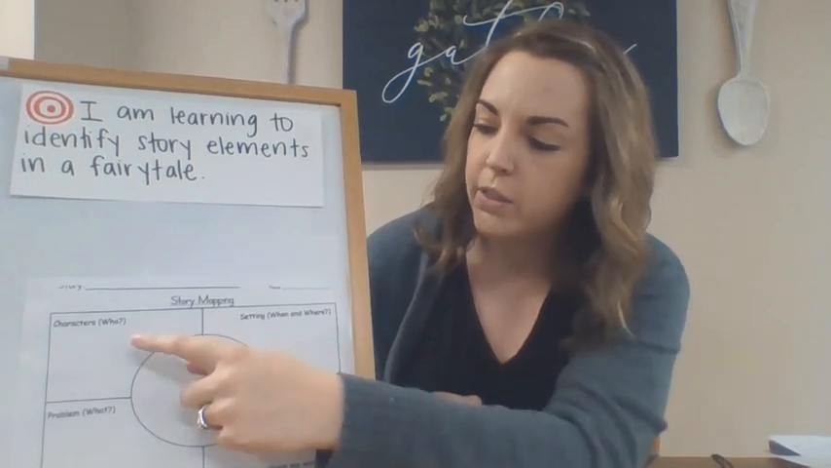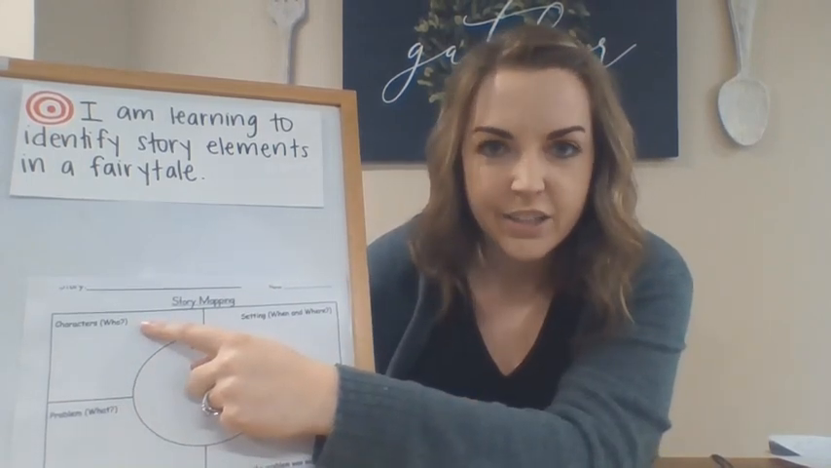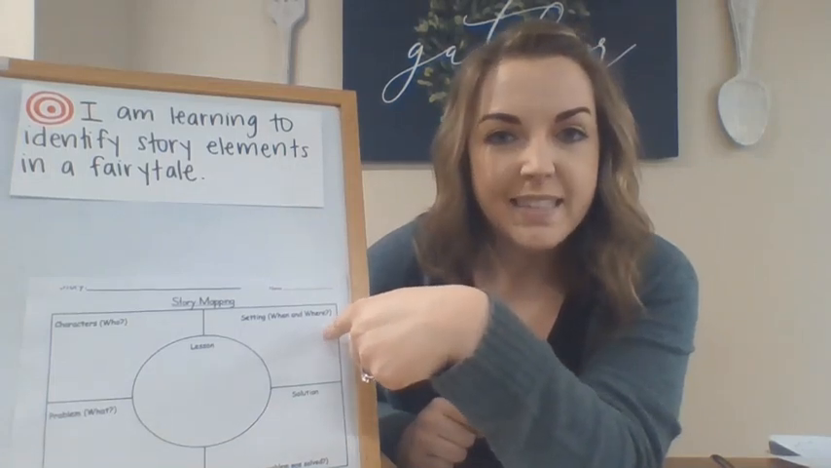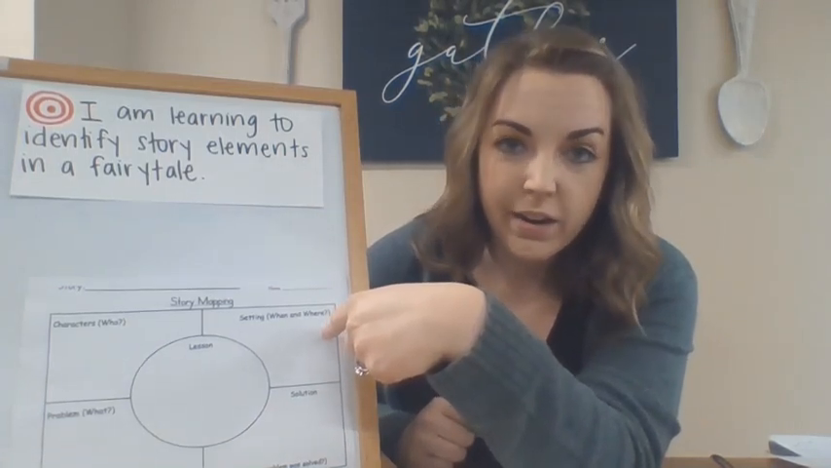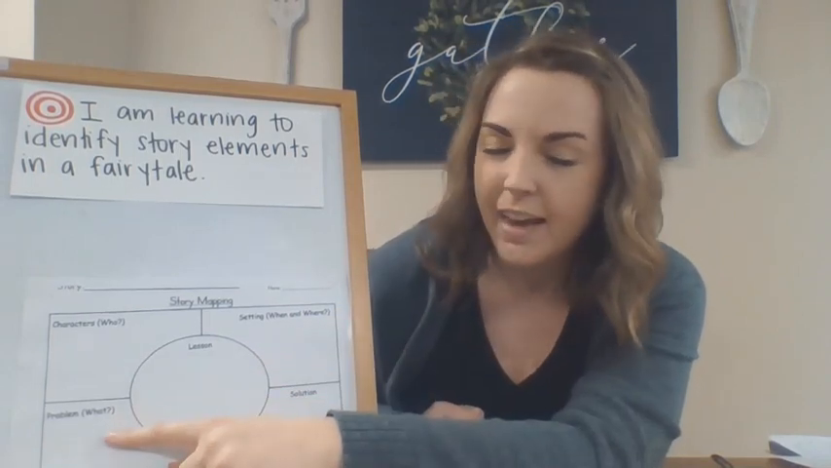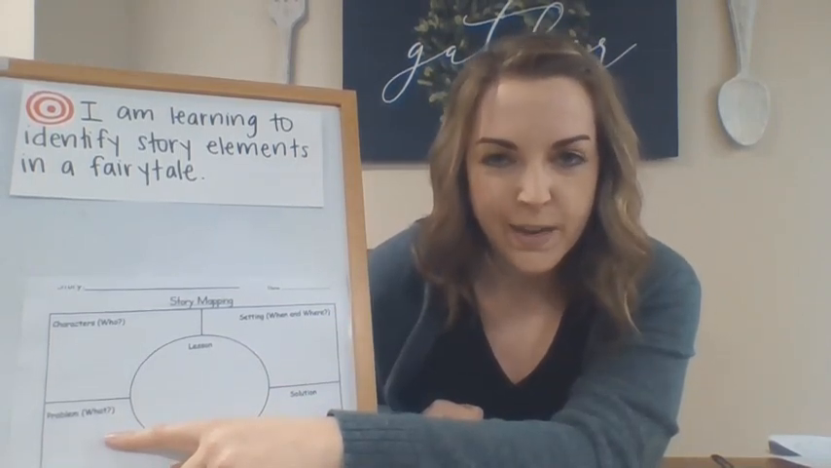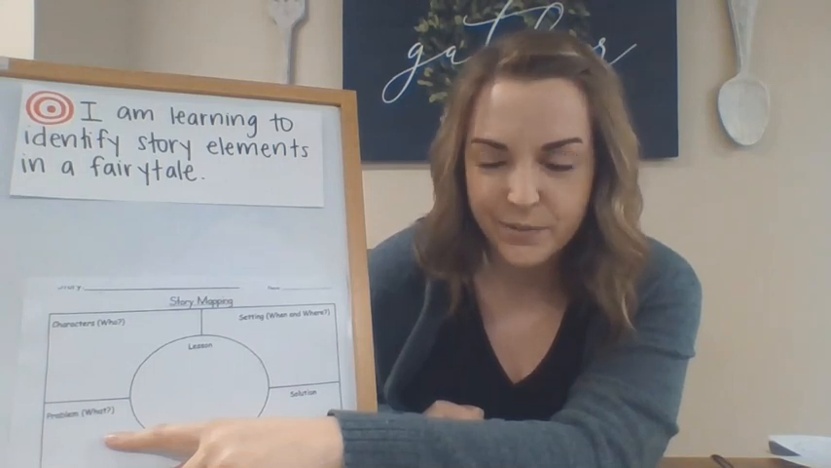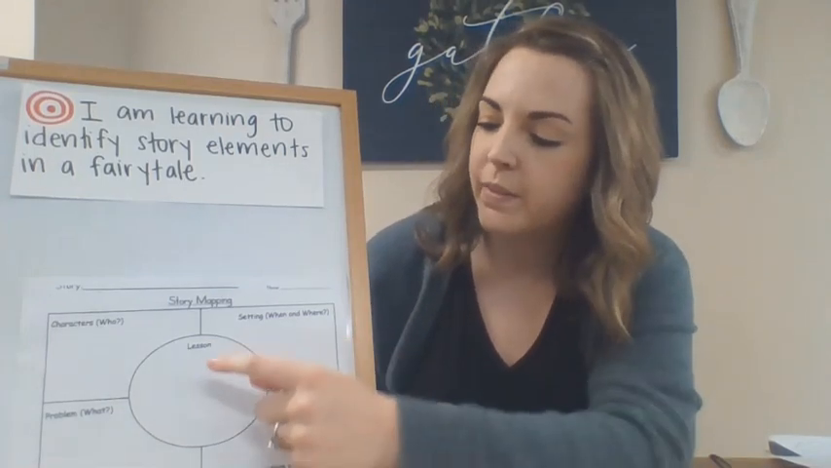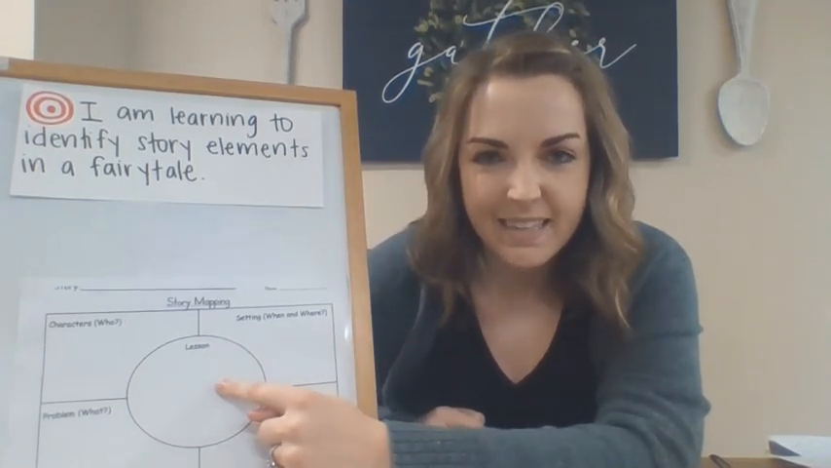So, one of the story elements are characters. Who is in the story? We also have setting. This is where the story happened and when it happened. And then we have the problem, what went wrong in the story. And solution. Solution is how the problem was solved. And finally, we have lesson.